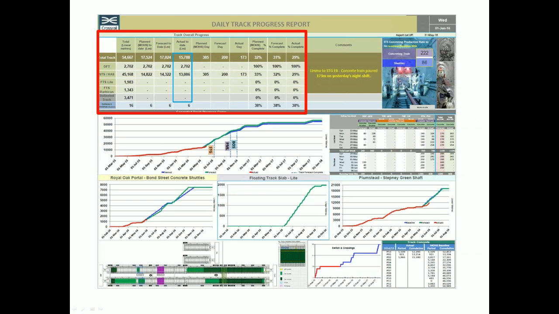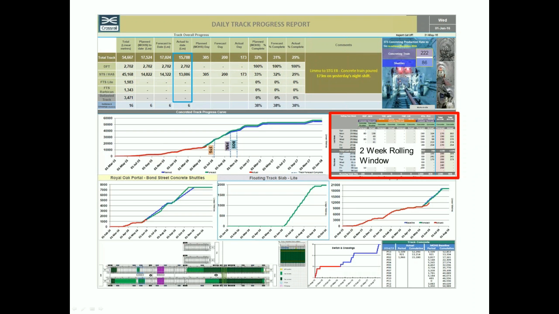So what does it tell us? We've got some overall statistics there. We've got various different types of track which we need to install. I won't go into any of that detail, but nevertheless some cumulative figures there. We've got a two-week rolling window, which tells exactly what we should have done last week against our weekly plan, and also how we're doing this week.